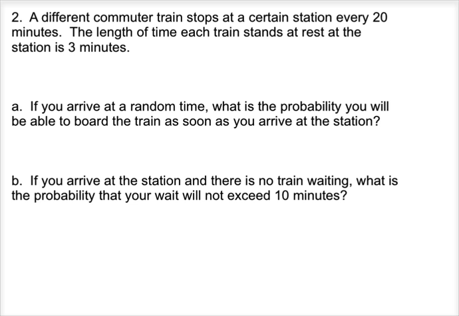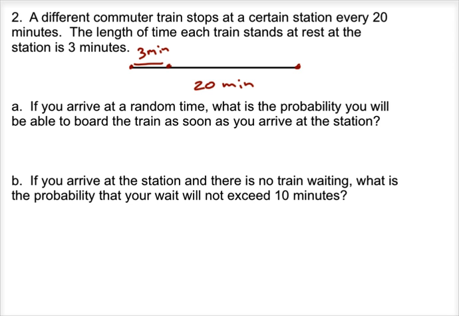Number 2. A commuter train stops at a certain train station every 20 minutes. The length of time each train stands at rest at the station is 3 minutes. I want to start by drawing what this looks like. So let's make a number line. The entire time of the visit is a grand total of 20 minutes, and the train is only there for 3 of those minutes. I'm going to assume that the train got there right at the beginning. So for 3 minutes the train is sitting there, and the other 17 minutes the train is gone.